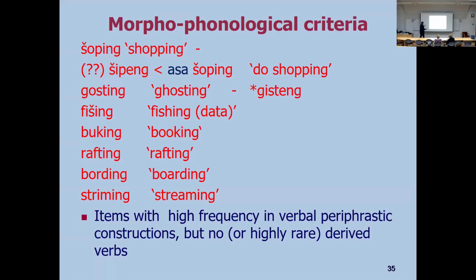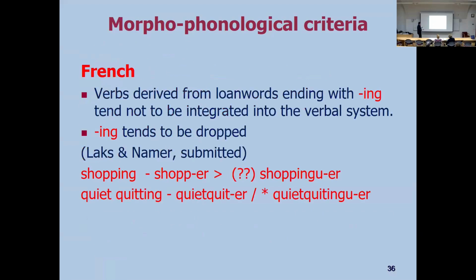And again, most of them, I think, all of them, have only two syllables. So in principle, there's no problem to turn them into verbs. But my argument is that once we identify this -ing thing, we tend to reject it from integration into the verbal system.